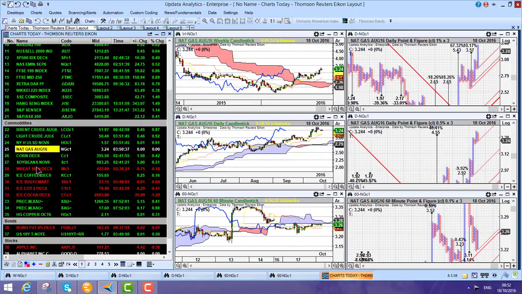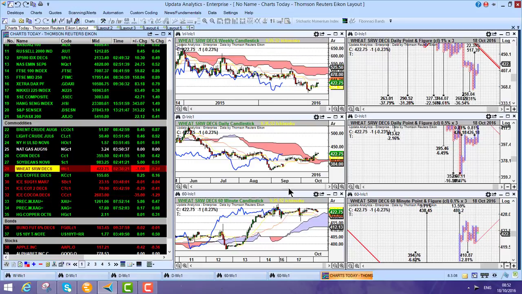Most softs are falling slightly. We see things like wheat and cocoa down a little bit. If you take a look at the wheat chart, we're bearish in the long and medium term, but we've just turned bullish in the short term. So again, a mixed picture there.